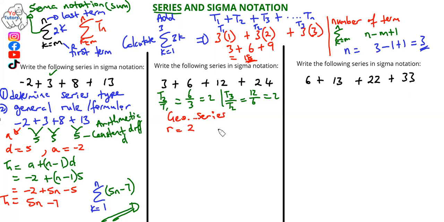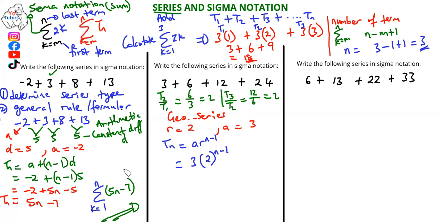With our first term, a is equal to 3. What do we know about this? We know that Tn is equal to a r to the power n minus 1. What is our a? Our a is 3. So the general formula here is going to be 3 times 2 to the power n minus 1. So this is our general term.